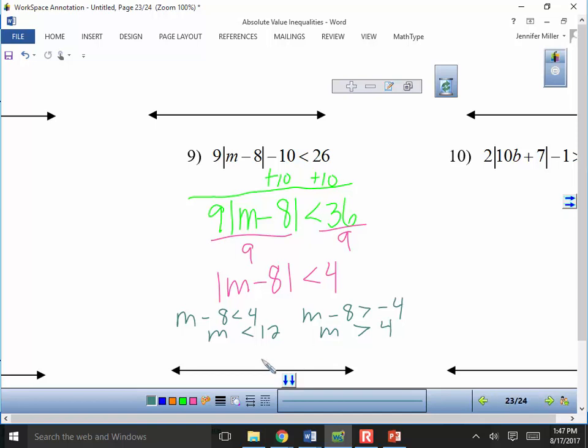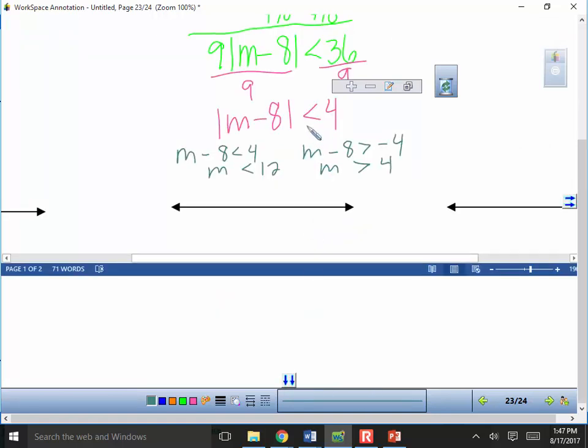Is this an and or an or inequality? Or? And? Which one? It is one of the two. Okay, it's and because it's less than. Do you remember and? Less than? So we have 4, 12, open, open, excuse me, shade, and then interval notation, 4 to 12. Any questions? Yes, sir.